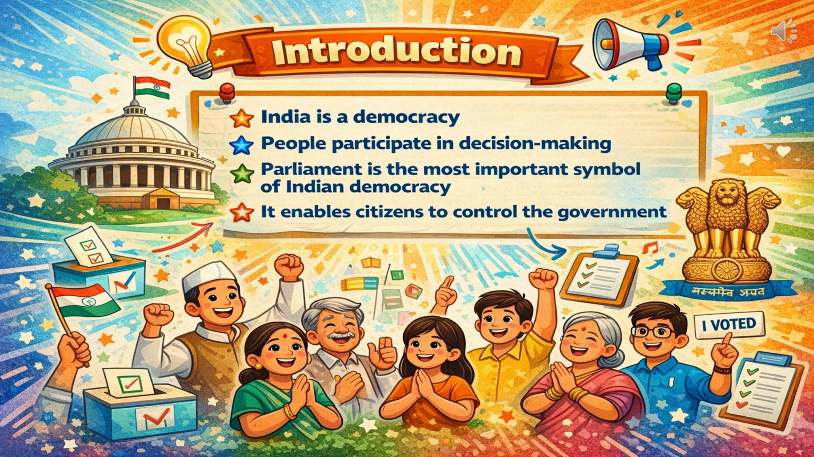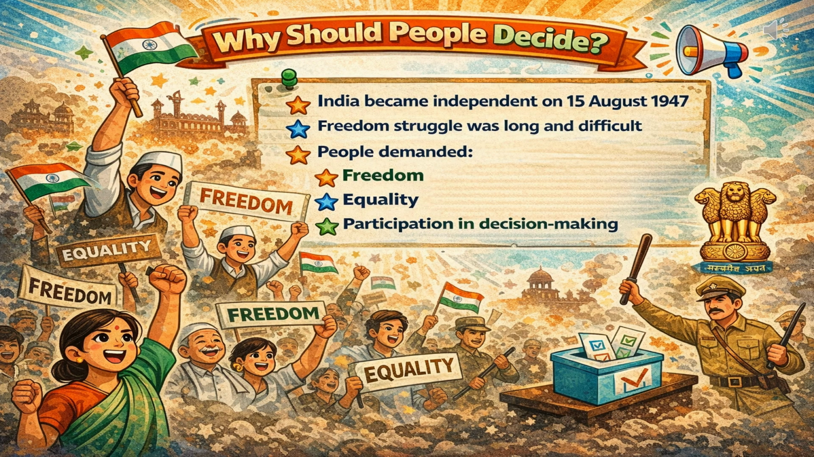It means people have the power to participate in decision-making. The most important symbol of this democracy is our parliament. Through parliament, citizens are able to control the government and make sure it works for the people. But why should people have this power?